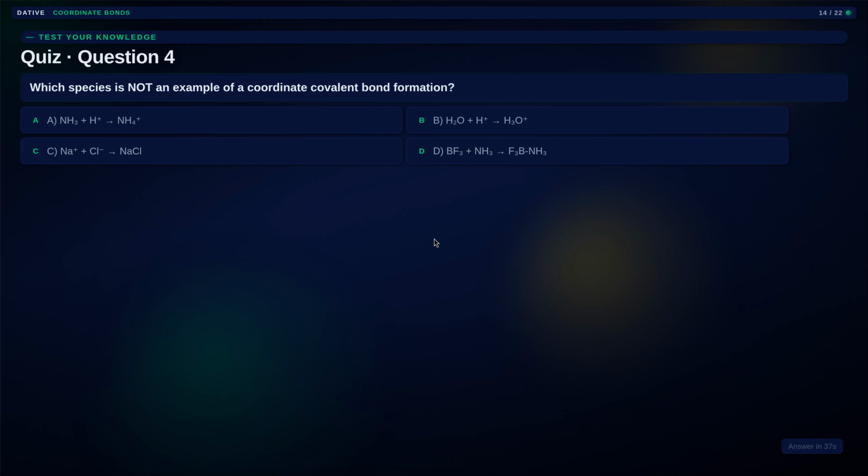Quiz question 4. Which species is not an example of a coordinate covalent bond formation? Option A, NH3 plus H+ gives NH4+. Option B, H2O plus H+ gives H3O+. Option C, Na+ plus Cl- gives NaCl. Option D, BF3 plus NH3 gives F3B-NH3. Only one of these involves ionic bonding instead of coordinate bonding.